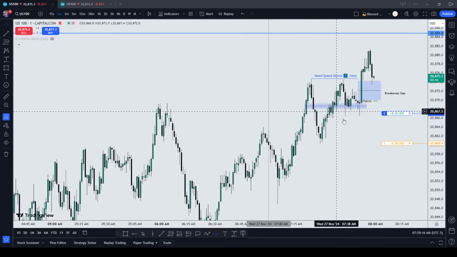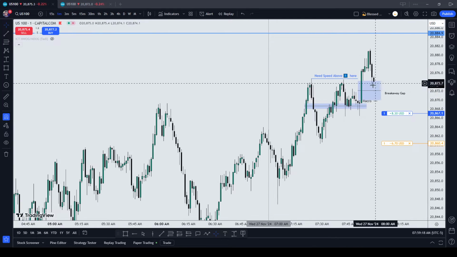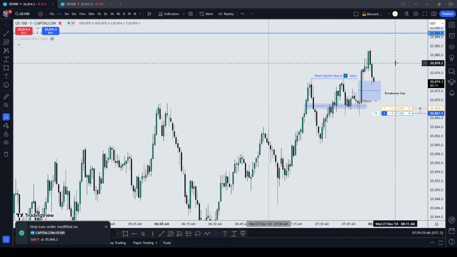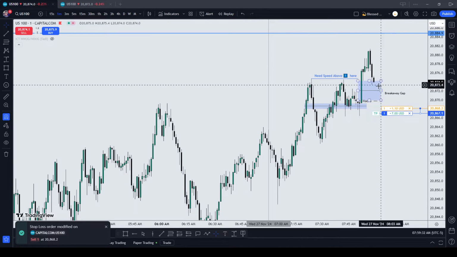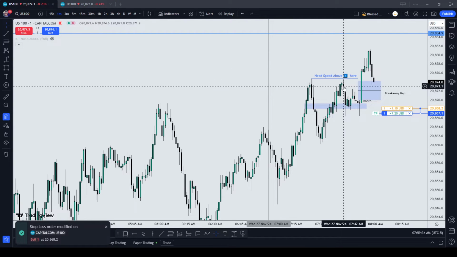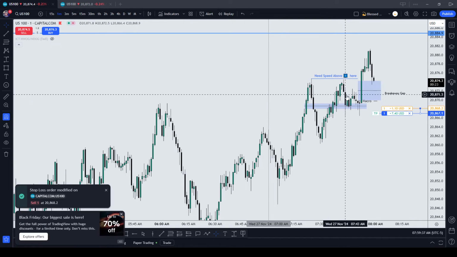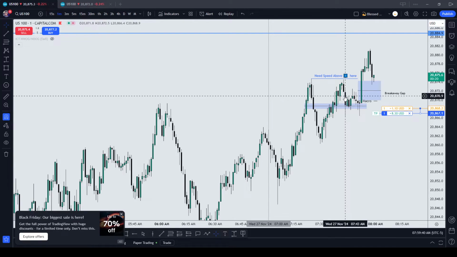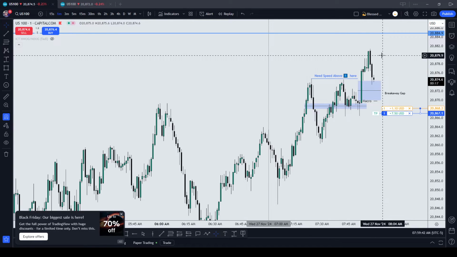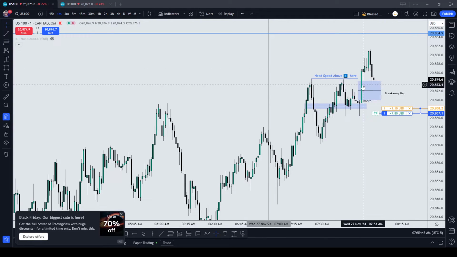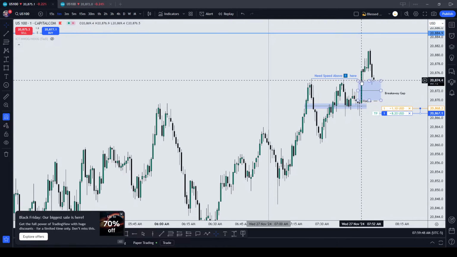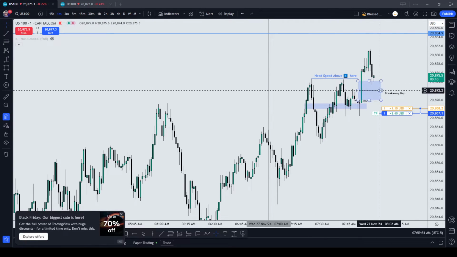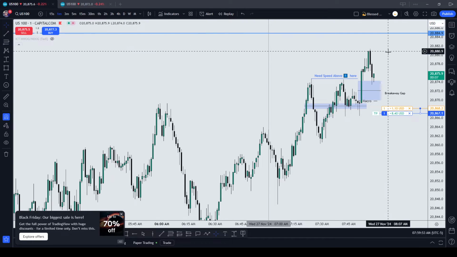So far, I said once we get up above this, I'm moving my stops to just below the consequent encroachment of this, and that's where my stop's going to be. That's what I'm looking at, this discount order block to support price higher. So now I'm watching this upper portion of this gap to send price higher.